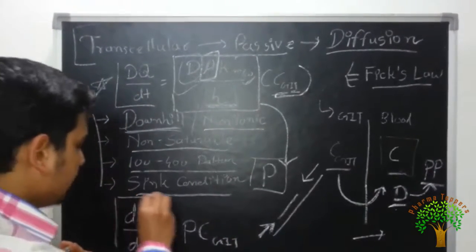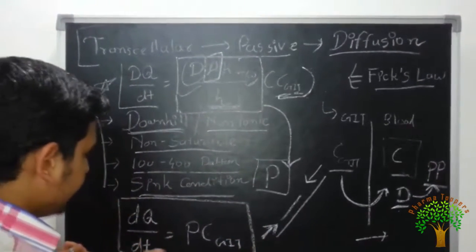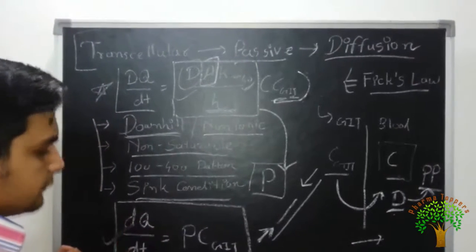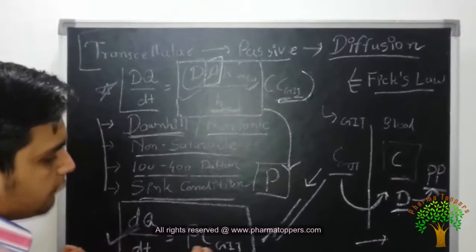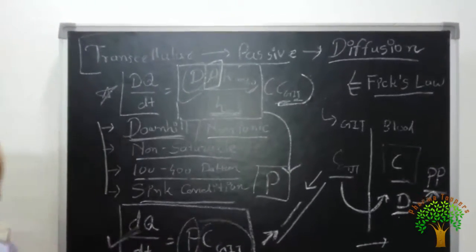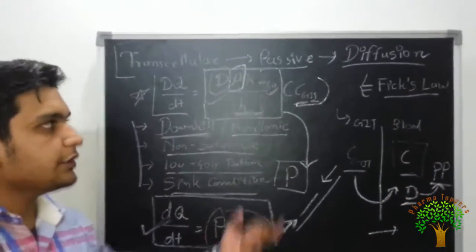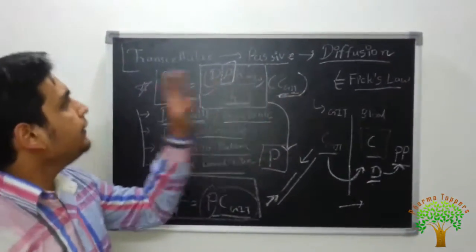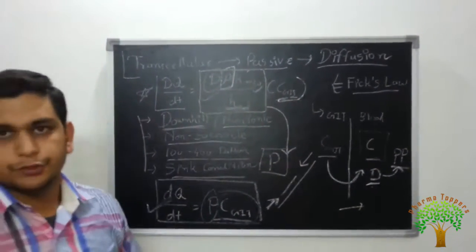So here the equation comes, which shows that the rate is following first order kinetics, where P is the constant and it is following first order. So it is dependent on the concentration present at the site of action, and this is all about passive diffusion.